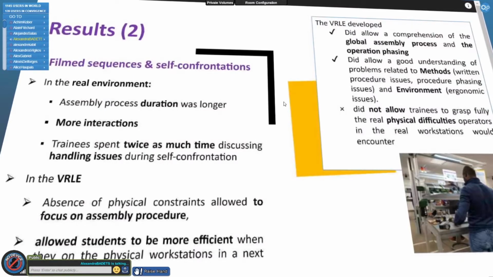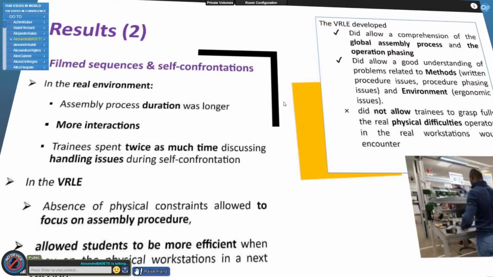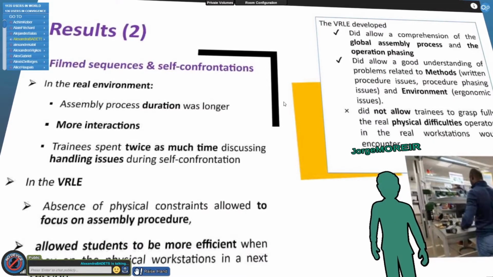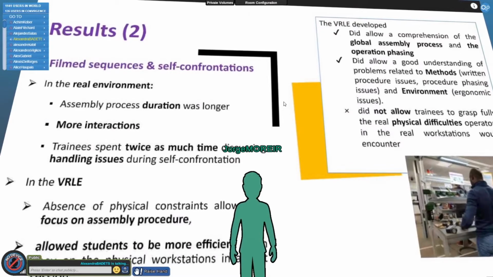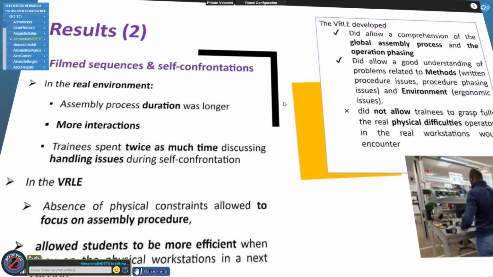So if we want to summarize these results, we can say that the virtual reality learning environment that we developed first did allow a good comprehension of the global assembly process of the operation phasing. It also allowed a good understanding of problems related to methods. We mentioned the written procedure issues, the procedure phasing issues, and ergonomics issues. However, it did not allow trainees to fully grasp the real physical difficulties that the operators in the real workstations would encounter due to the voluntary limitation in the realistic rendering of interactions that Vincent mentioned.